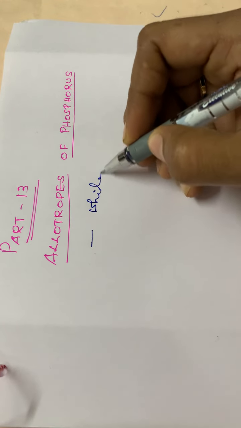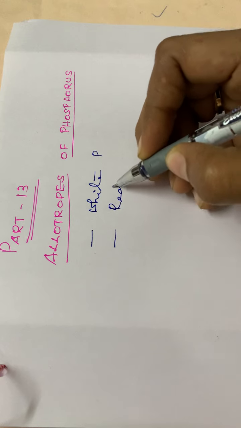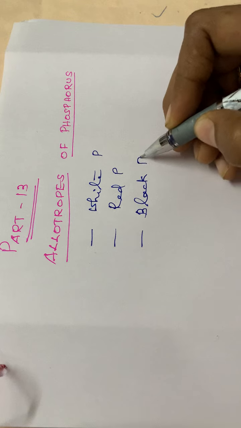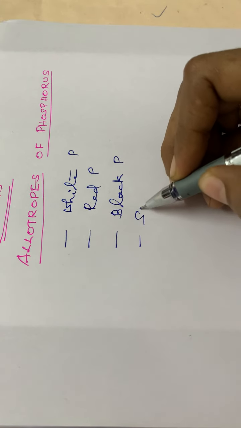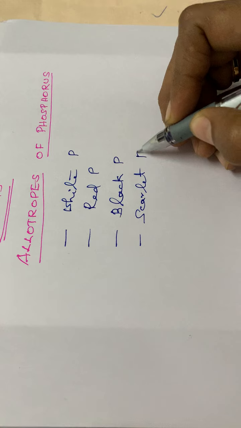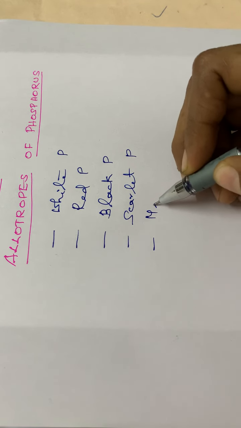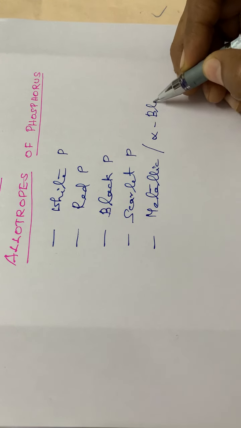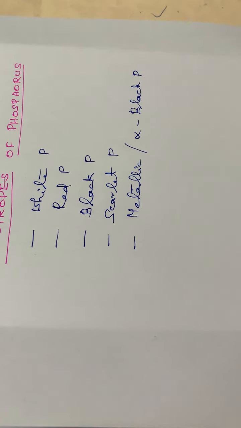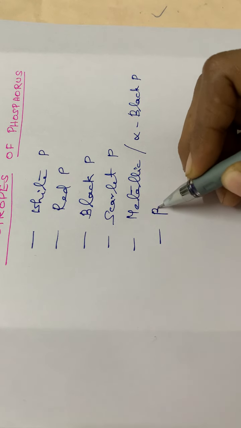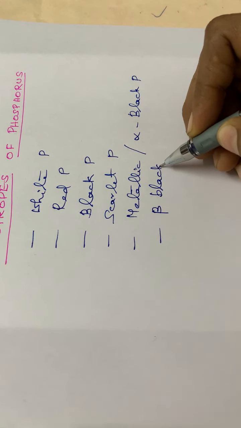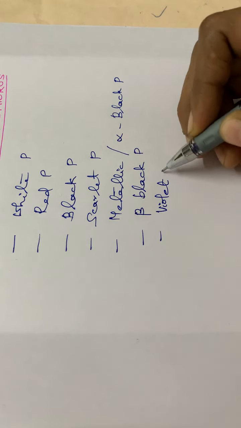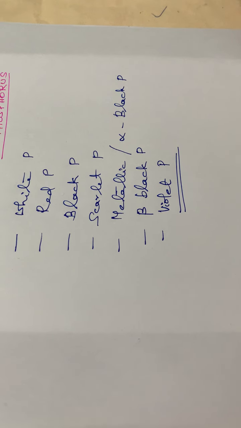For example, white phosphorus, red phosphorus, black phosphorus, then scarlet phosphorus, then metallic or alpha black phosphorus, beta black phosphorus, violet phosphorus, etc. So these are the different allotropes of phosphorus.